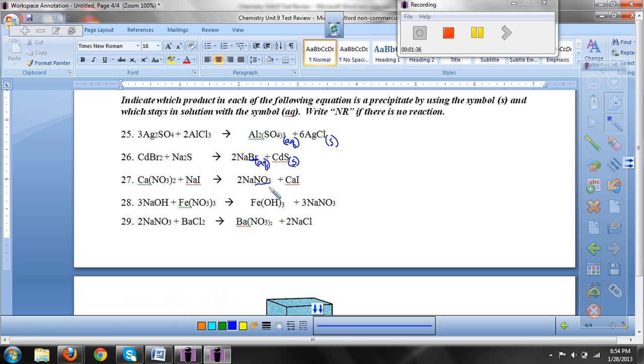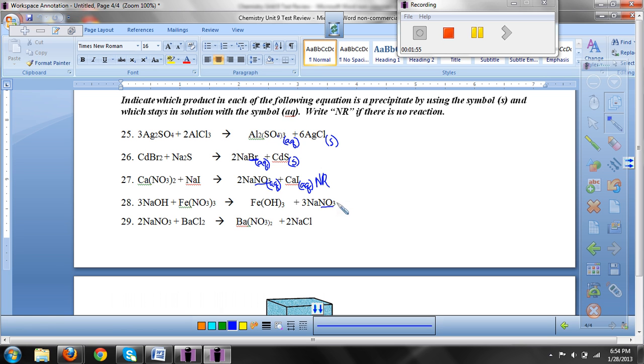I look at the nitrate. Nitrates never give you a precipitate, so that one's aqueous. I look at my iodine. If my iodine is paired up with calcium, it doesn't do anything either. No solid precipitate is produced, so there is no reaction for that one there.